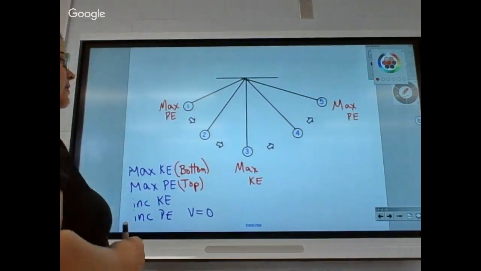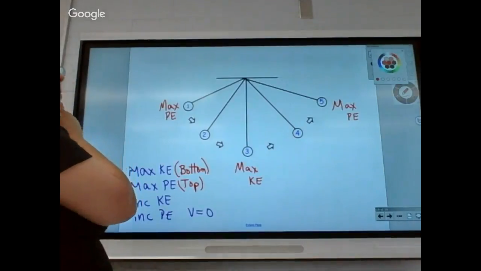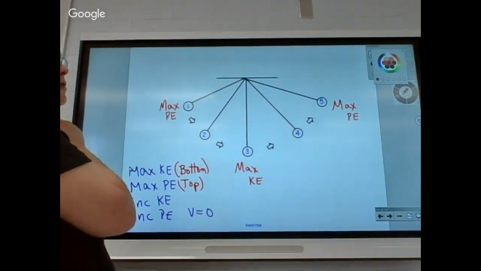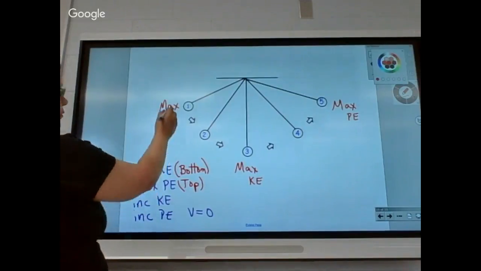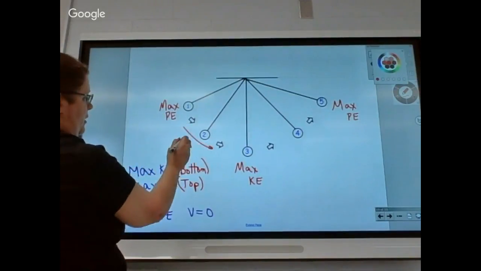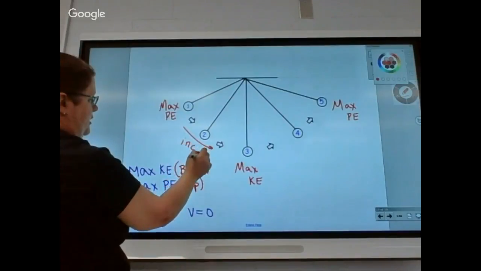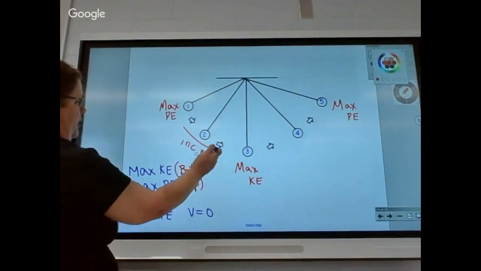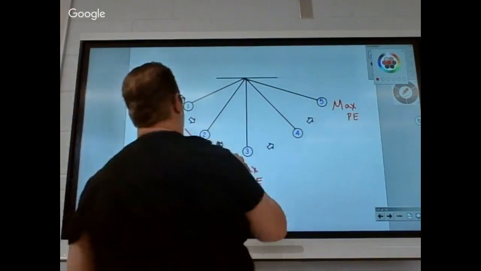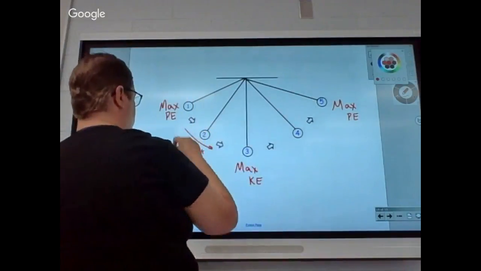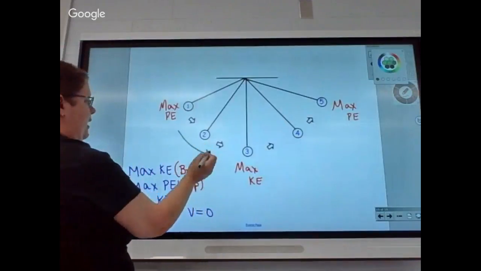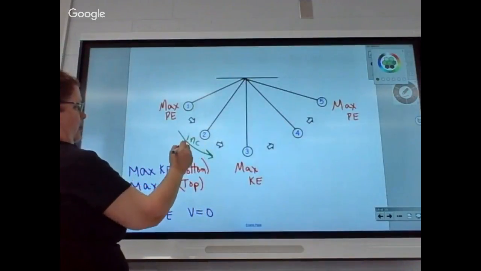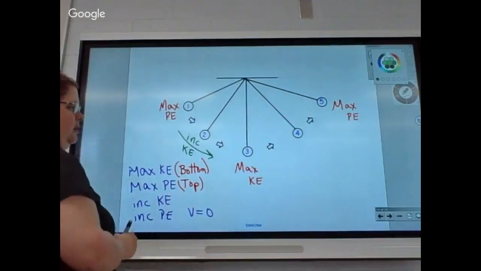Now, where does kinetic energy increase? Where it goes down or where it goes up? Where it speeds up, right? So this is where it's going down. So that has to be increasing kinetic energy. Here, let me change colors. This is where we're going down. So that has to be increasing kinetic energy.